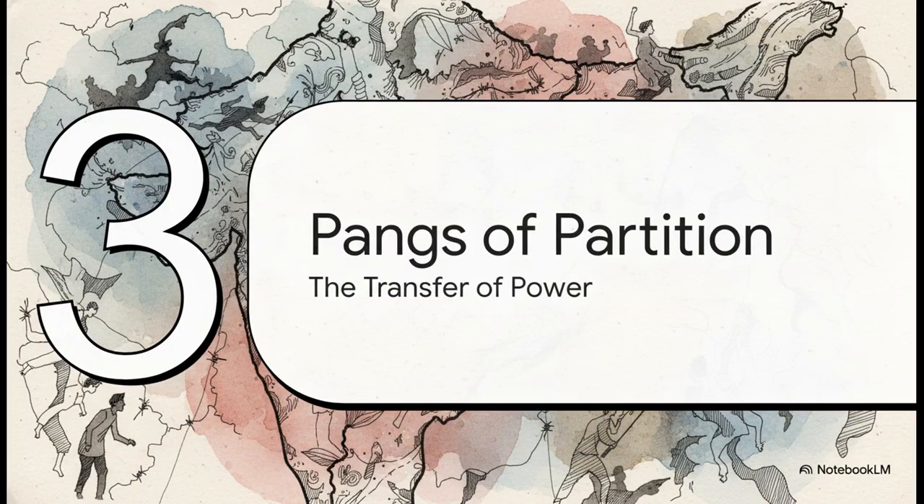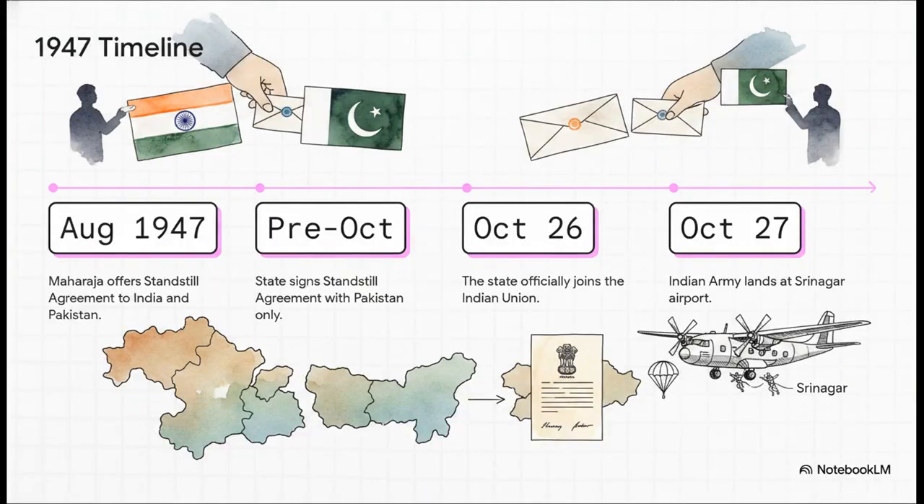Let's get into Section 3, the pangs of partition. Let's shift our focus to the actual political spark that ignited the region during the totally chaotic transfer of power in 1947. And this timeline moves fast. On August 12, 1947, the Maharaja of Jammu and Kashmir sent telegrams to both India and Pakistan offering a standstill agreement.